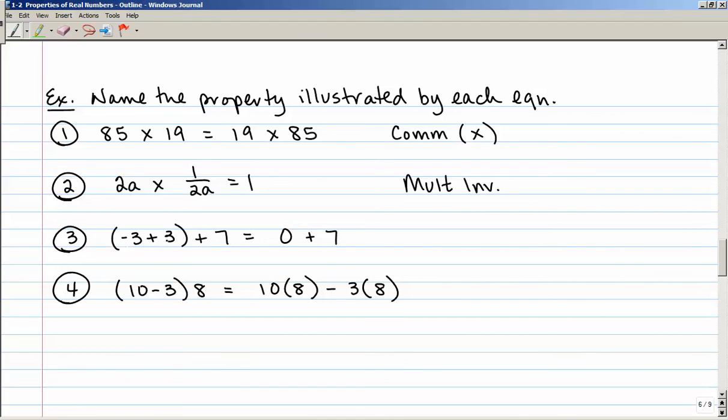Okay? Negative 3 plus 3, in parentheses, plus 7 equals 0 plus 7. This is a little confusing, but notice what we're doing here is we're basically saying negative 3 plus 3 equals 0. This is actually the additive inverse. Okay. And the quantity 10 minus 3 times 8. It looks like that 8 is getting distributed, so this would be the distributive property.